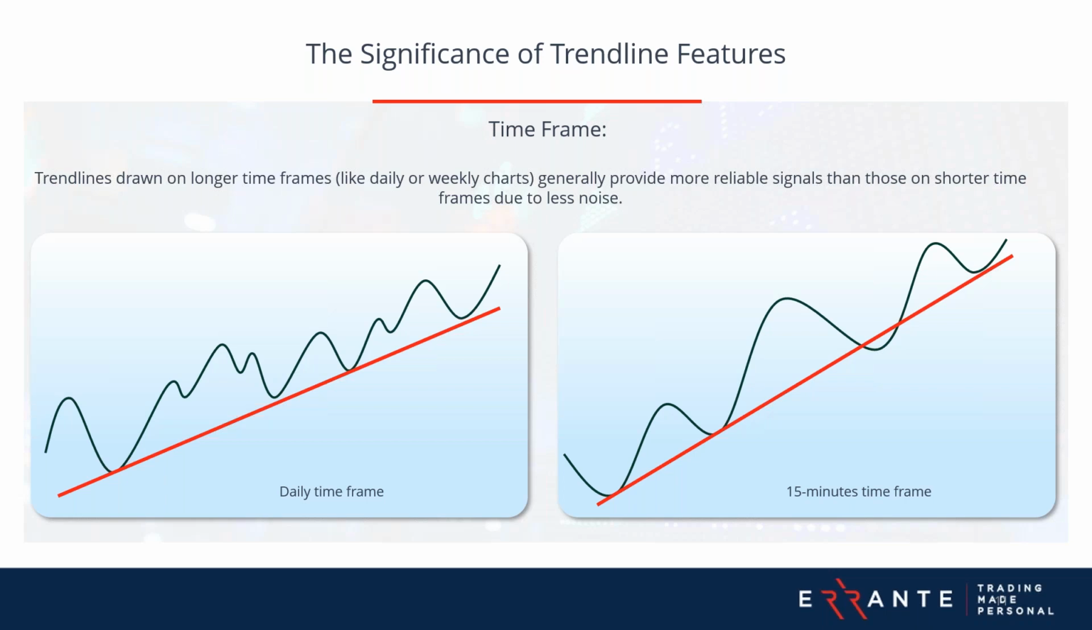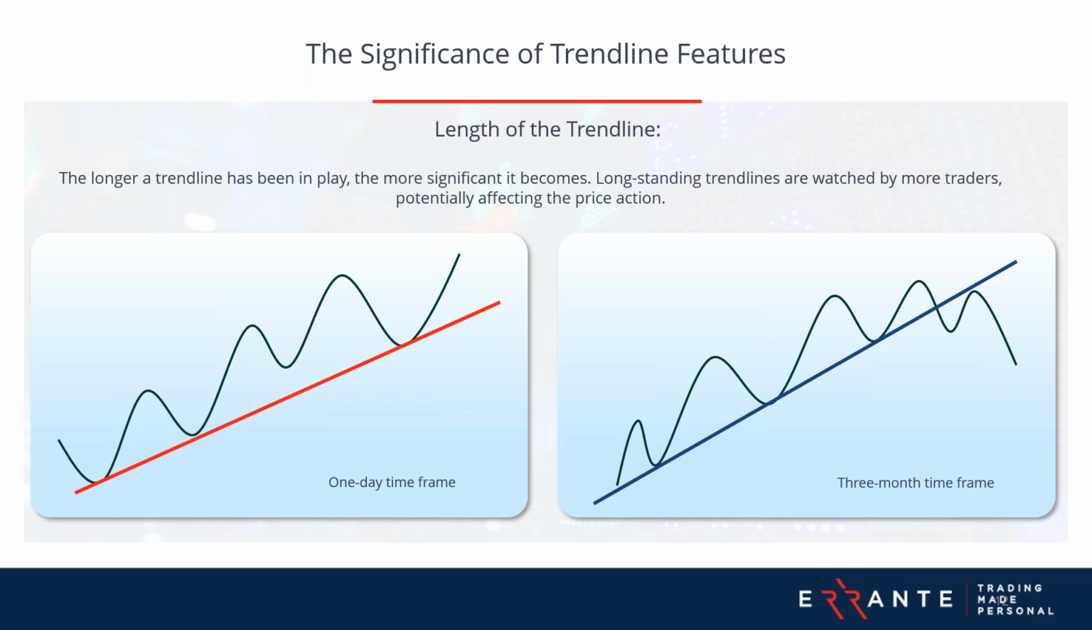Time frame is another defining feature. A trend line on a daily chart carries more weight than one on a 15-minute or 5-minute chart because it filters out the minor fluctuations, offering a clearer view of the market's trajectory. So you can always rely on the higher time frame trend line. And then don't forget the length. The length is another important feature when it comes to the significance of a trend line. A trend line that stretches over months or years tells a tale of a trend that has stood the test of time, making it a key level that many traders will be watching.